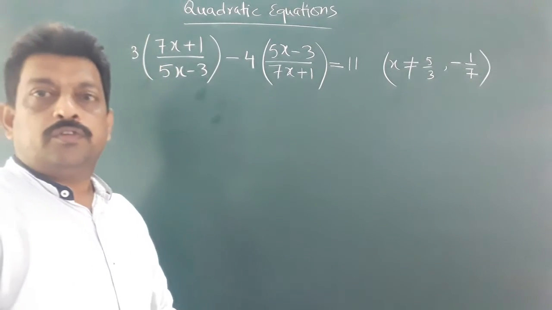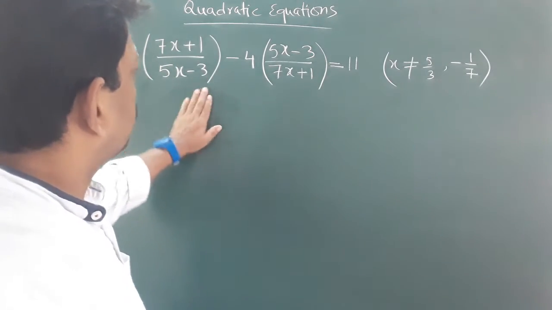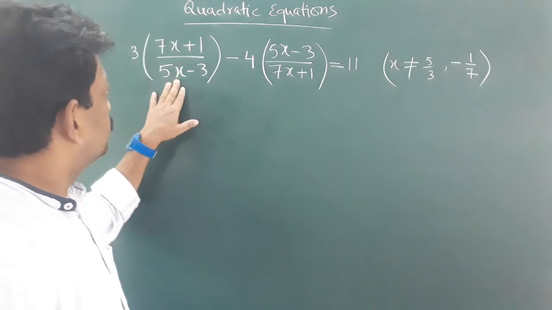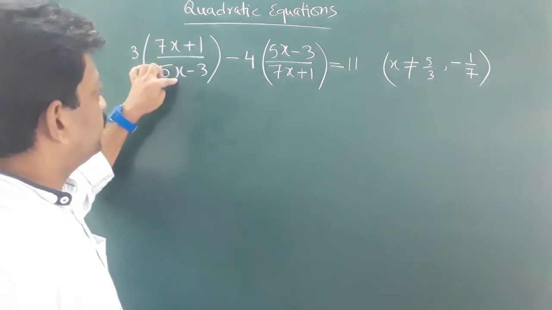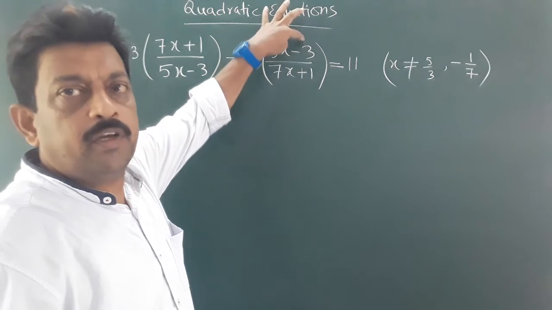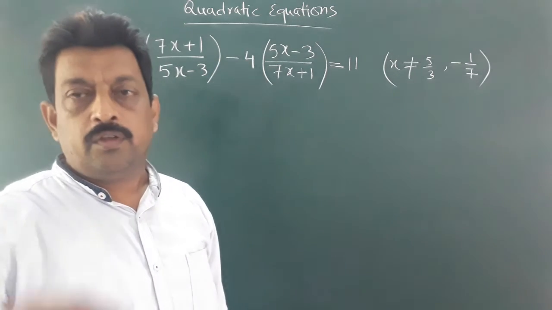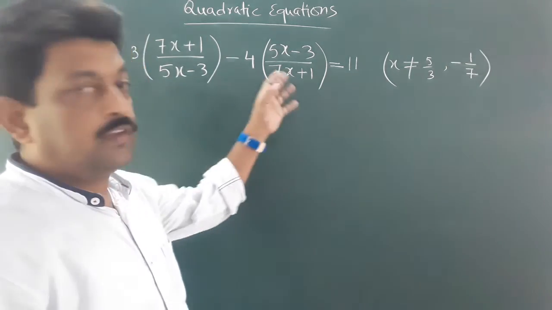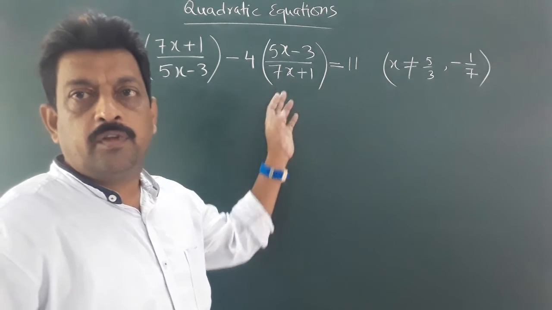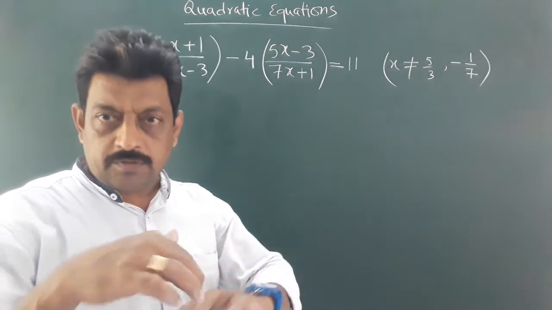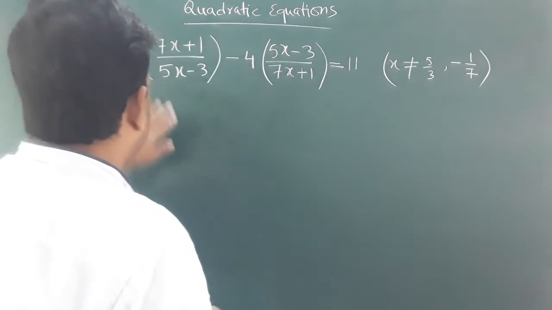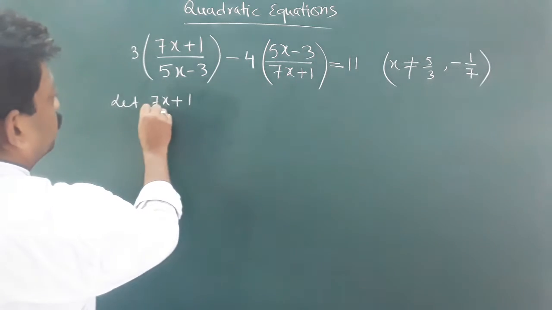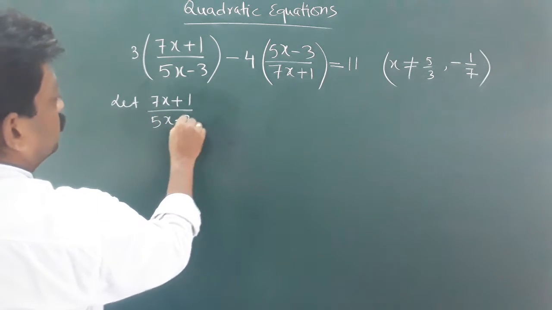Okay, so here you can see that the second term inside the bracket is reciprocal of the first one. Here it is 7x plus 1 upon 5x minus 3. Here it is the reciprocal, 5x minus 3 upon 7x plus 1. So the technique I have told you earlier: whenever you get something of this type, where the first term is becoming the reciprocal here, always take them and substitute them with another variable. So I am taking this, let 7x plus 1 upon 5x minus 3 equals to y.